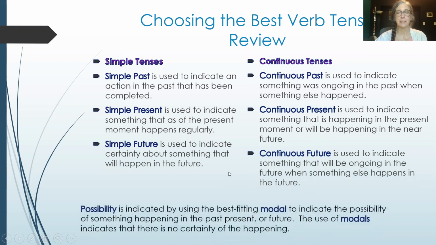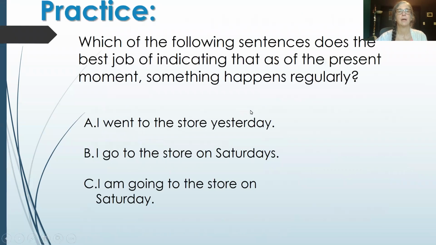And then possibility is indicated by using the best fitting modal to indicate the possibility of something happening in the past, present, or future. The use of modals indicates that there is no certainty of the happening. Questions before we go on to practice? Okay. All right.